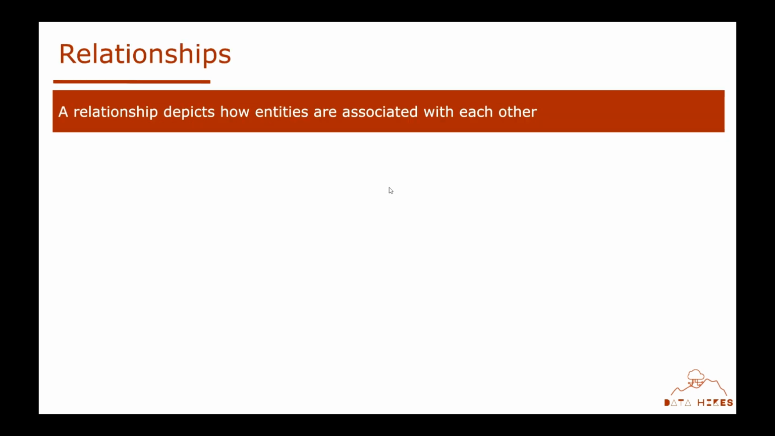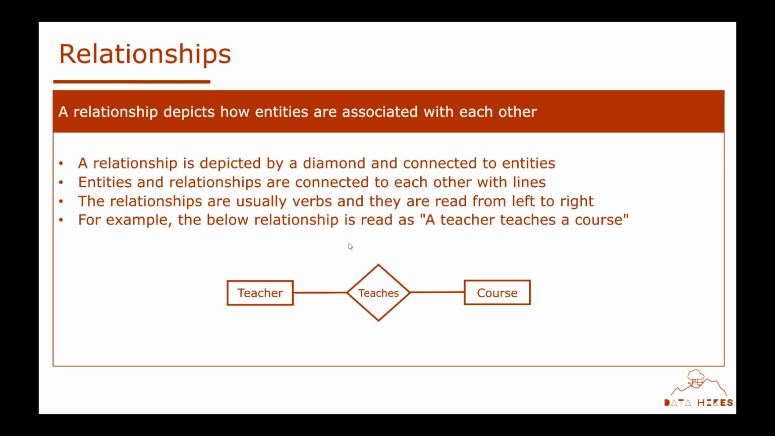Now we will look at relationships. A relationship depicts how entities are associated with each other and is depicted by a diamond and connected to entities. They are connected with solid lines, as you can see here. The relationships themselves are usually verbs, and they are read from left to right in an ER diagram. For example, the below relationship is read as a teacher teaches a course.